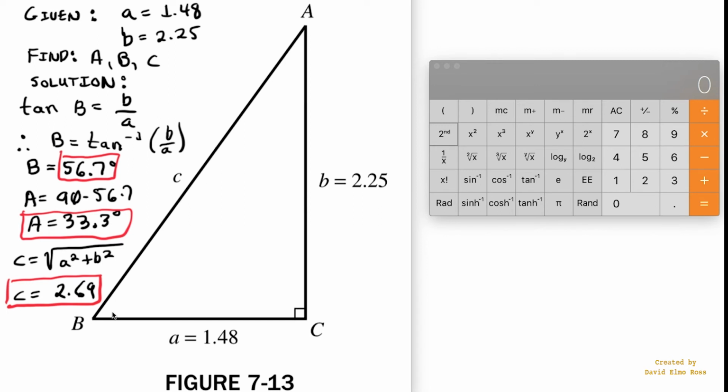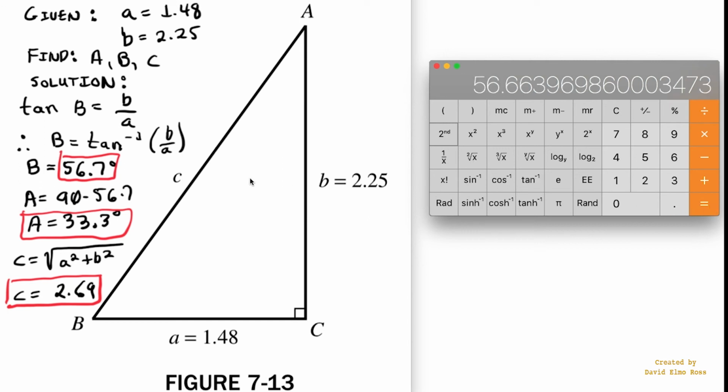If we look at angle b first, the tangent of b is equal to opposite over adjacent. So that's 2.25 over 1.48. What we want to do is find the angle, and therefore b is the inverse tan of b over a. So let's take b, which is 2.25, divide that by a, and then do the inverse tan of that. We find that our angle here is 56.7 degrees.